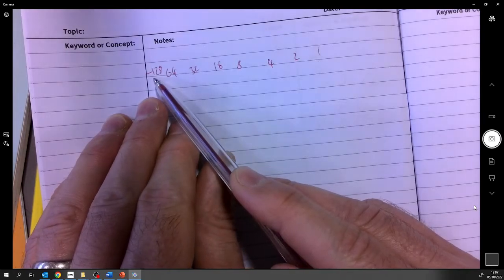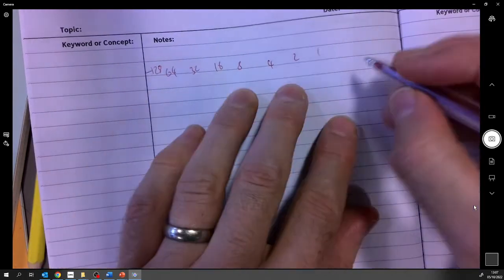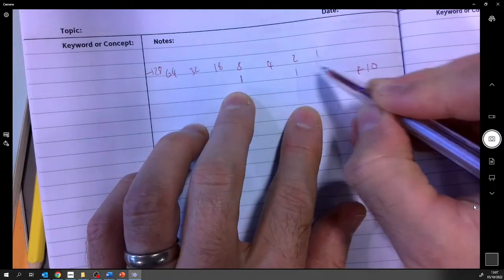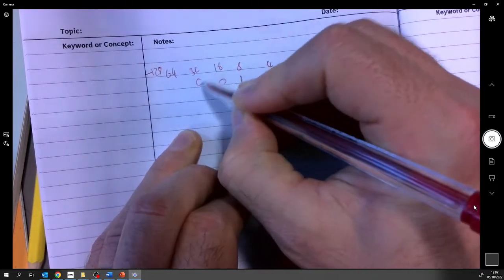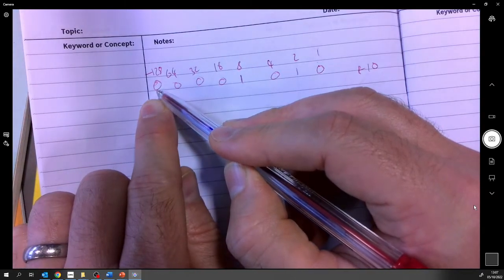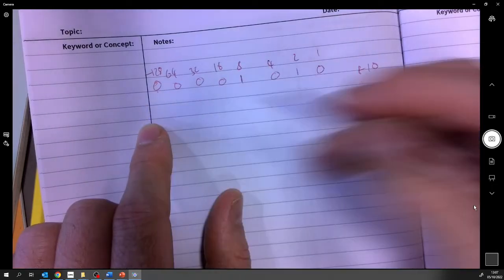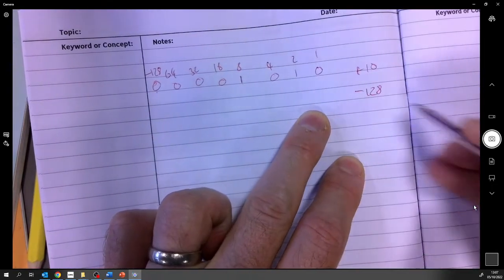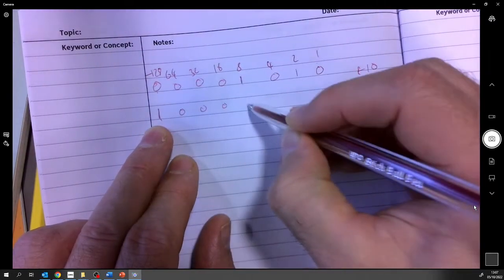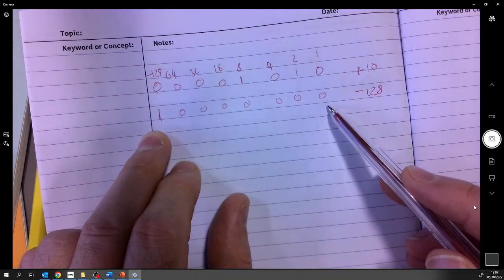Why is that so important? It's so important because positive numbers can be the same. Let's go for plus 10. It's just going to be an 8 plus a 2 to get 10. And we have a 0 again. The 0 means that it's positive. If we want minus 128, all we need is that. And we don't add anything on to minus 128. There we go. Please.